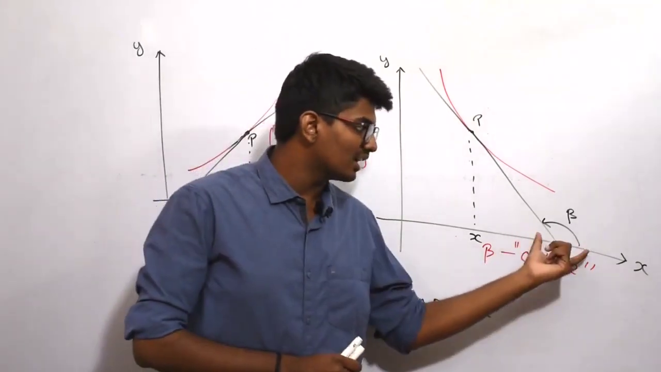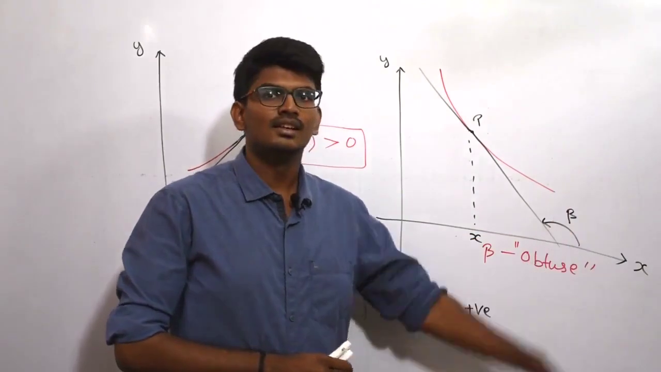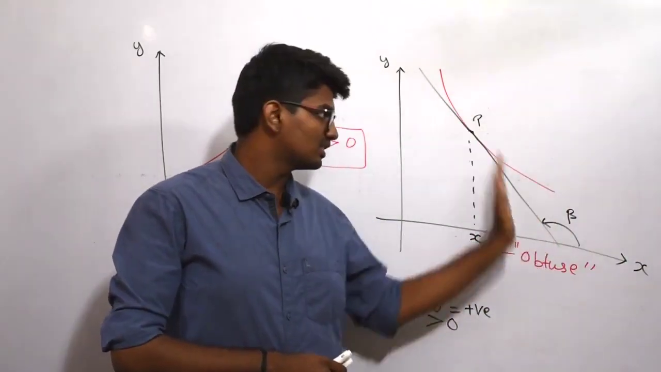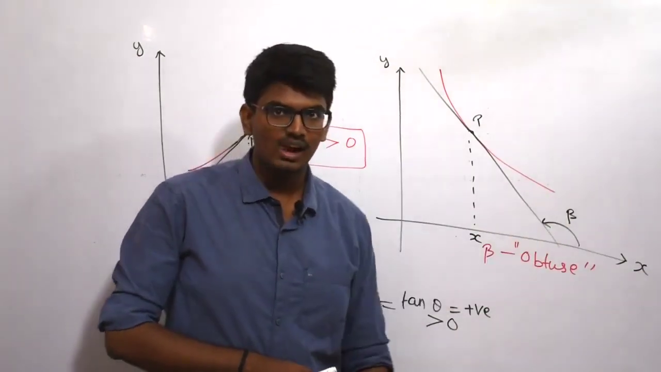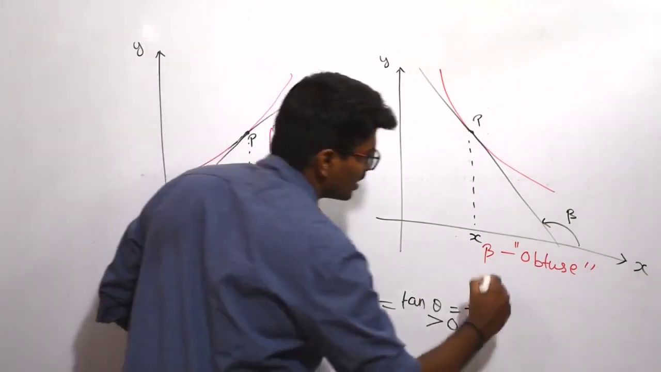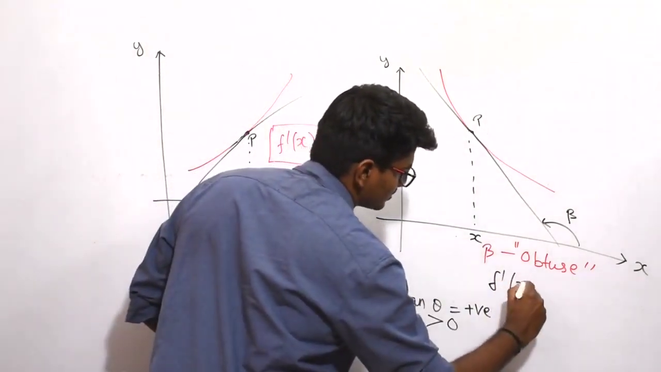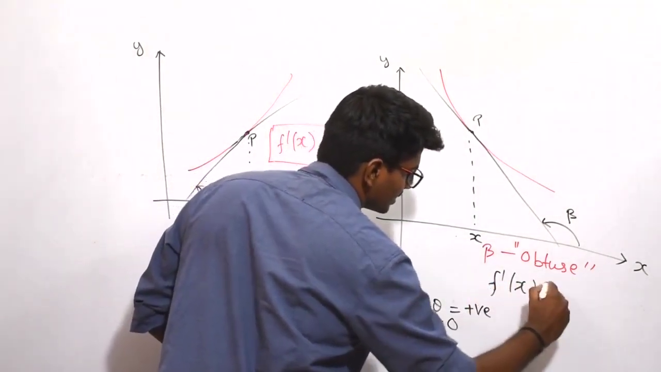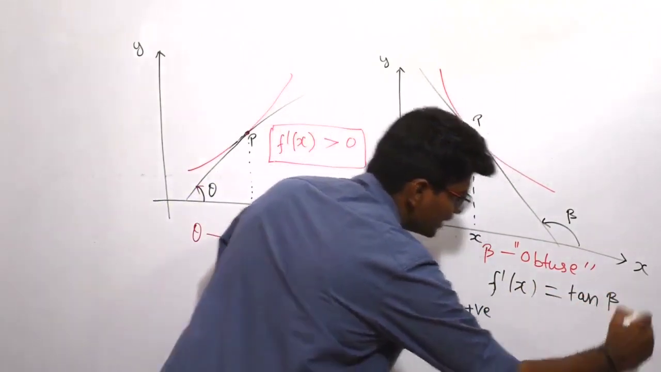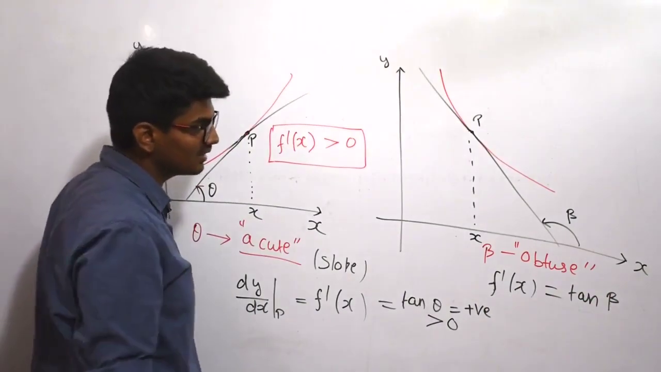Beta is negative, that is, the angle of this tangent with respect to the x-axis is beta. And how to find the slope? The slope remains the same. If you want to find the slope, I need to differentiate this y with respect to x, which will be equal to tan of beta.